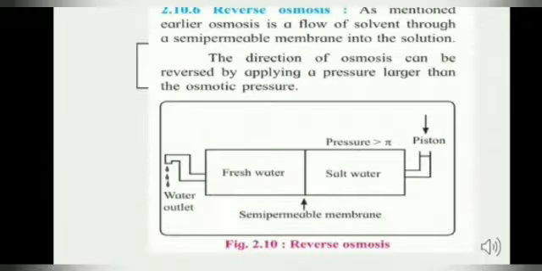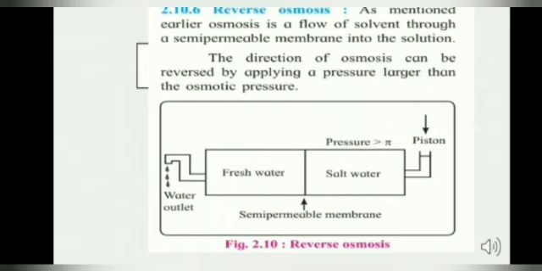Now we have learnt that the net flow of solvent through a semi-permeable membrane into the solution is called osmosis, and the excess of pressure on the side of the solution that stops the net flow of the solvent into the solution is called osmotic pressure. Now this direction of osmosis can be reversed by applying a pressure larger than the osmotic pressure. Here the pure solvent then flows from the solution into the pure solvent through the semi-permeable membrane. This phenomenon is called reverse osmosis.